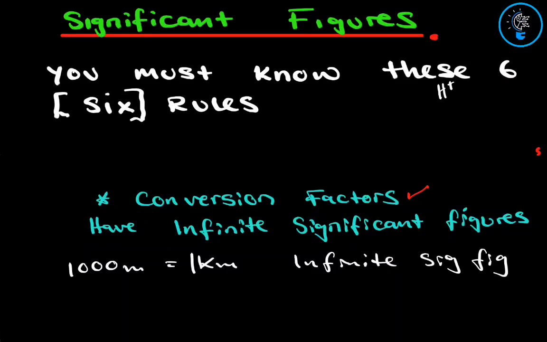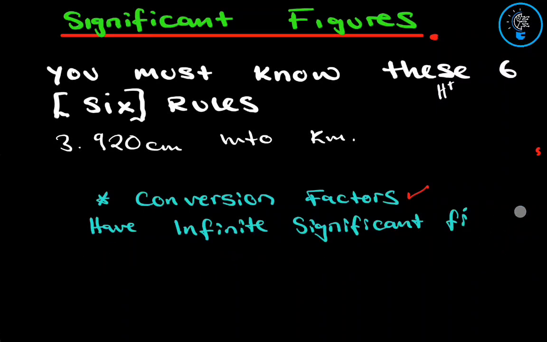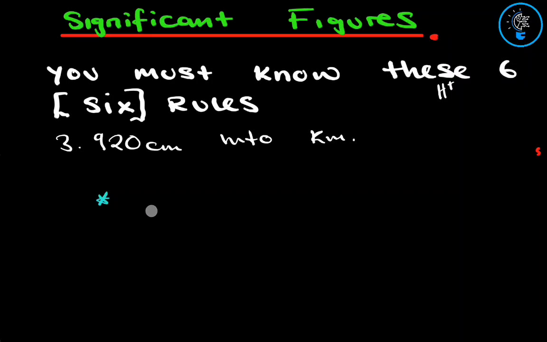Okay, let's say a question might be given this way. You might be told to convert 3.920 centimeters into kilometers, and you are told to consider number of significant figures. So how do you do it? Let's get rid of all these things. We need to use the chain link method. So we're going to get our number of interest, which is this one, and multiply by the conversion factor.